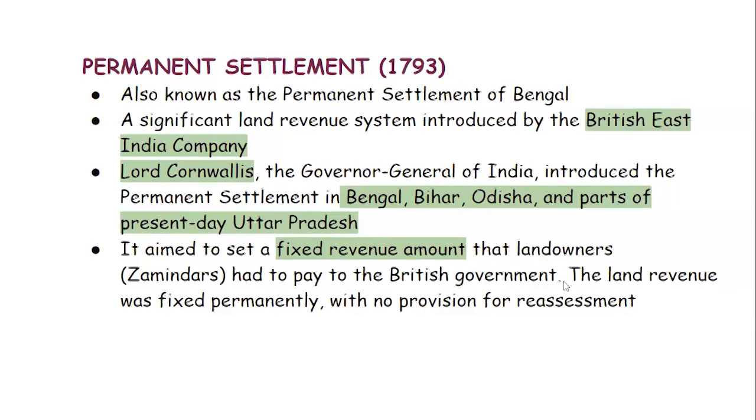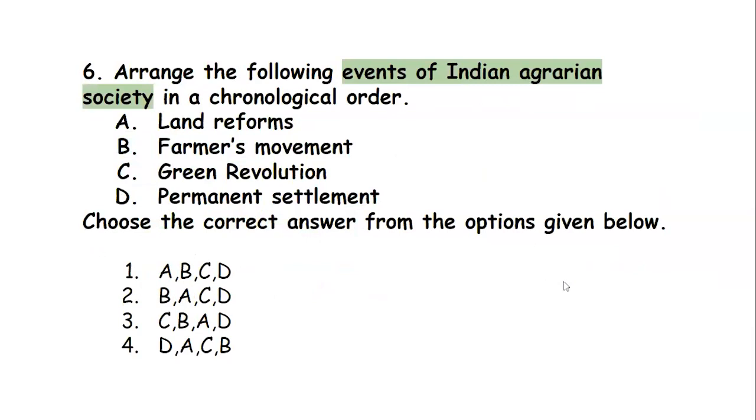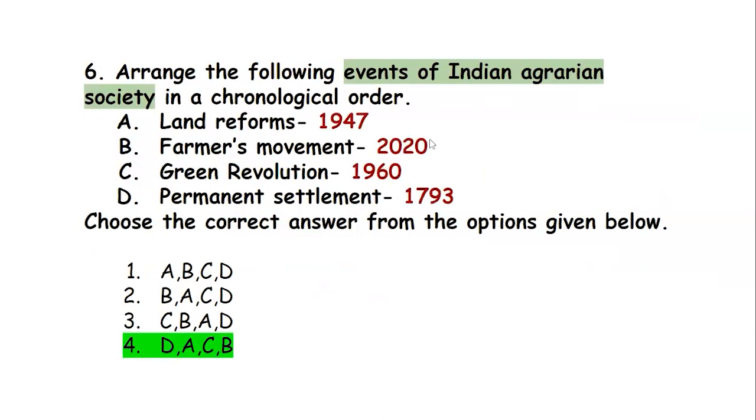So now back to our question. Our question was to arrange the following events of Indian agrarian society in chronological order. So this is the answer. The land reform started in 1947, the farmers movement 2020, Green Revolution 1960, and the permanent settlement 1793. When we arrange it in chronological order, we get this option as our answer: permanent settlement comes first, then land reforms, then Green Revolution, and then farmers movement.